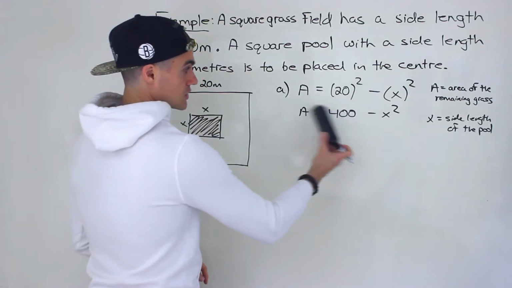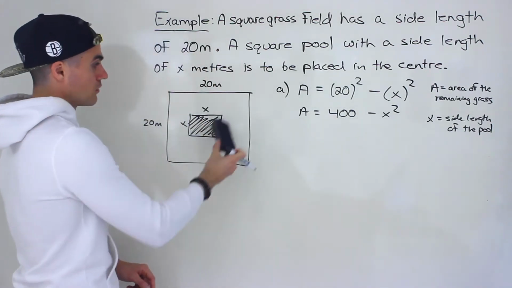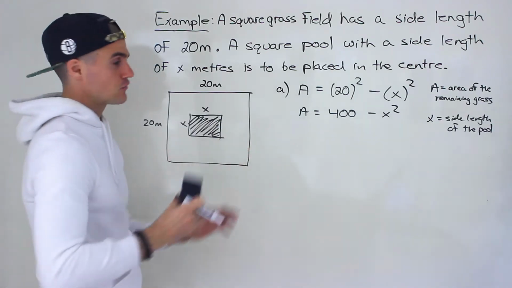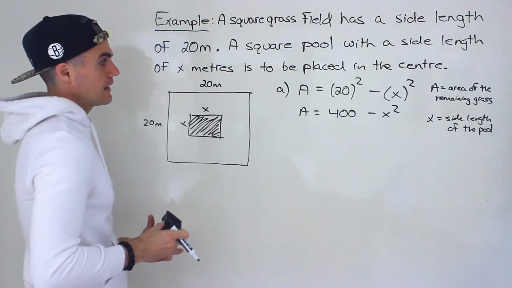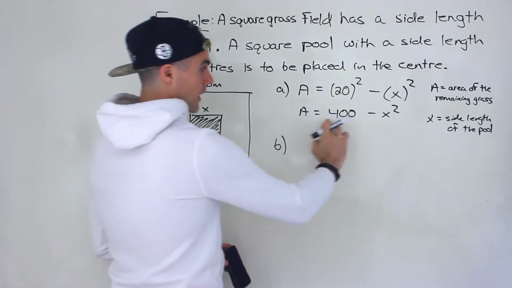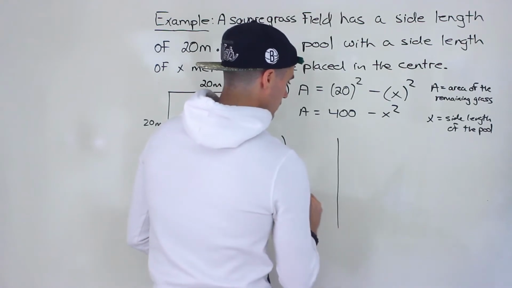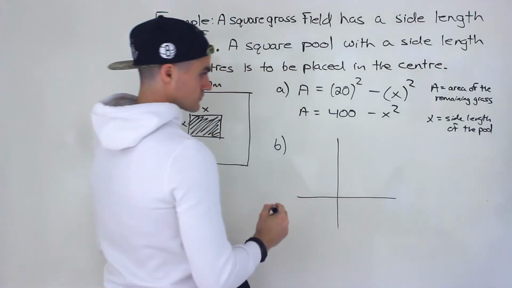This area is going to change in relation to whatever that x value, whatever that side length of the pool is going to be. Now, what we have to do in part B is we actually have to graph this over here. So notice what we can do. We draw out a Cartesian plane.